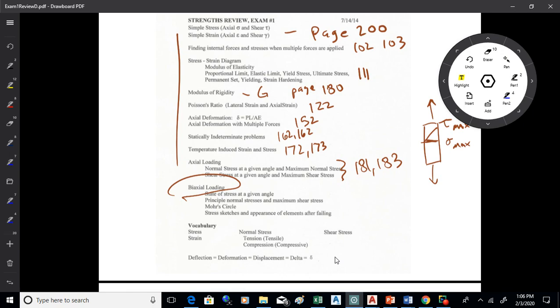All right, so just some vocabulary there. Remember, there's a lot of these words, they seem to be used at different times and places, but they all mean how much something is changing length or moving in some regard. The good thing about those words is they all begin with the letter D, okay? So deflection, deformation, displacement, delta, they're all delta. They're all a change in length. They're a change in position, you might say.